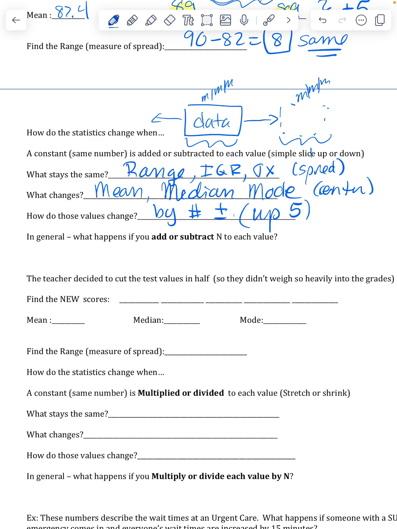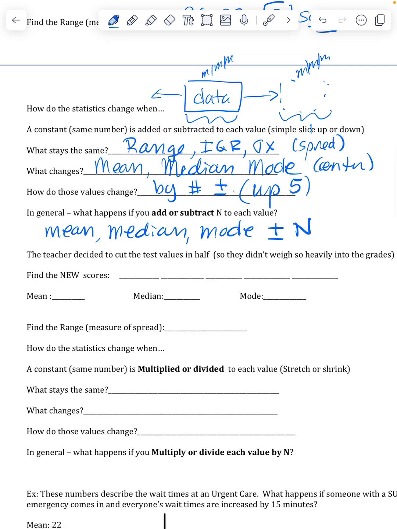Just in this example. So in general, if you add n to every value, you take all the scores and add 2, take away 1, add 5, whatever you do, your mean, your median, and your mode, all the measures of center, you will add or subtract that value to those. Your range and everything else, those things will stay the same.